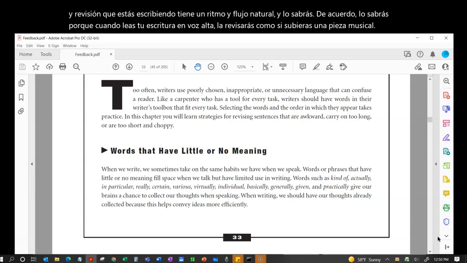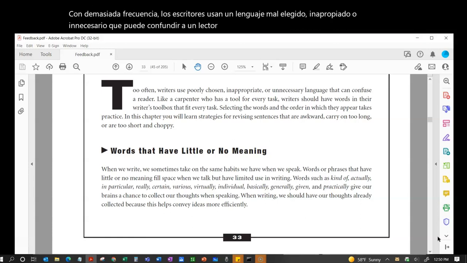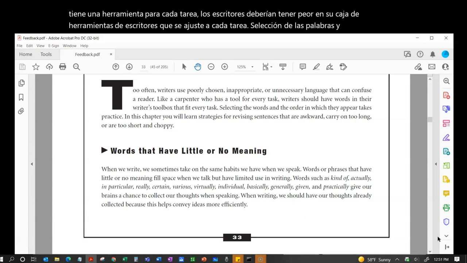All right. Too often, writers use poorly chosen, inappropriate, or unnecessary language that can confuse a reader. Yes, this is very true. Like a carpenter who has a tool for every task, writers should have words in their writer's toolbox that fit every task. Selecting the words and the order in which they appear takes practice. That's why we write every day.